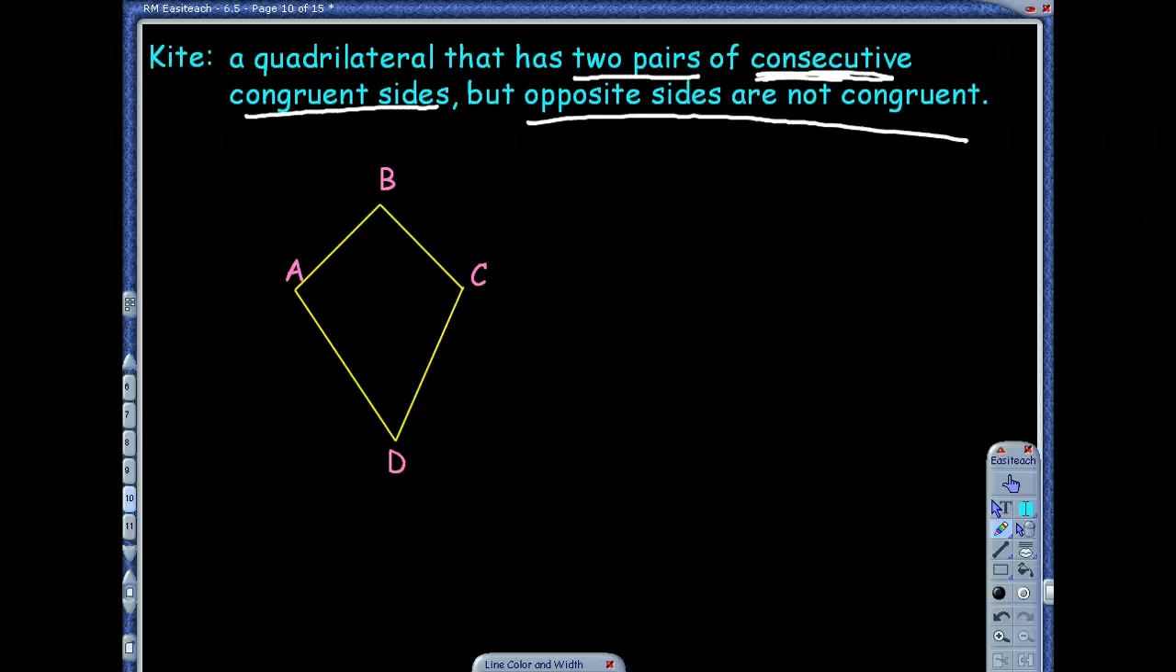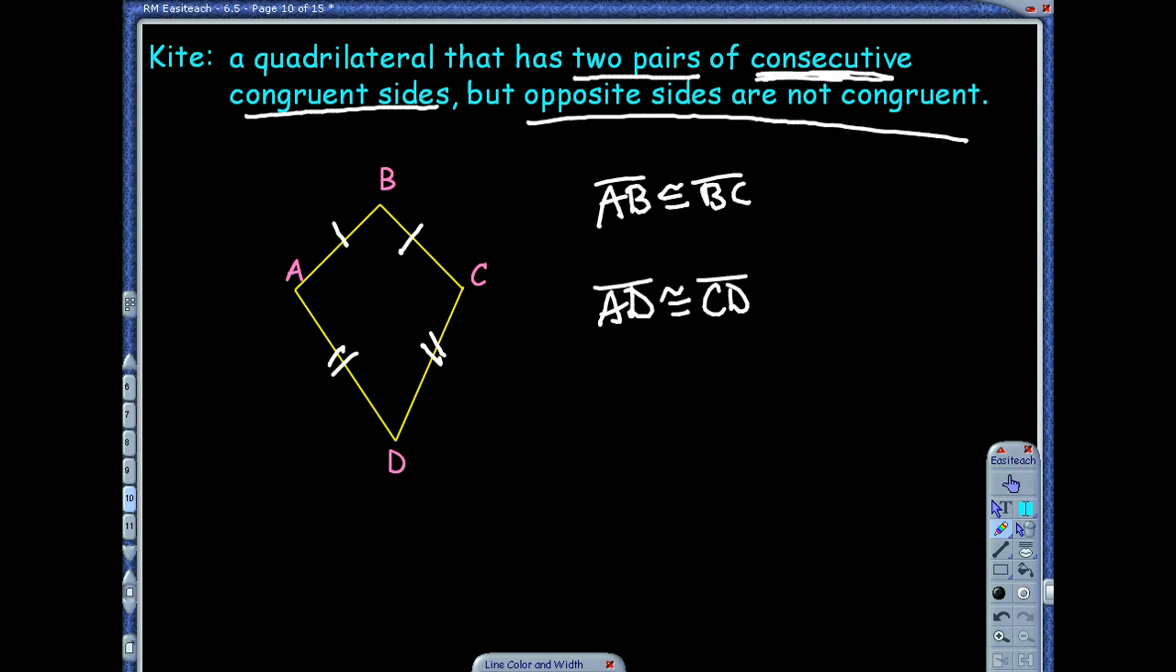The sides. What sides would we be talking about? Okay, so let's say segment AB is congruent to segment BC. So that means segment AB cannot be congruent to CD. So let's say CD has 2 tick marks. And BC cannot be congruent to AD. So that means AD is going to have 2 tick marks, because you have to have 2 pairs of consecutive congruent sides. Right. And when you think of the word kite, I picture that. I know there are some fancy designs out there, but this is the most basic type of kite that's out there. Exactly.